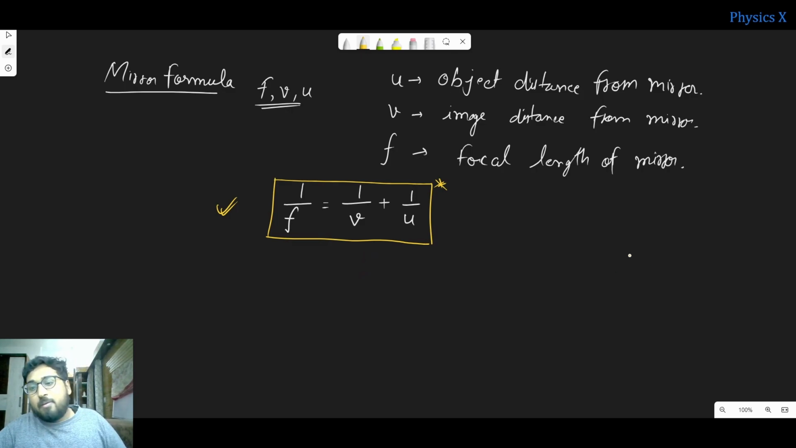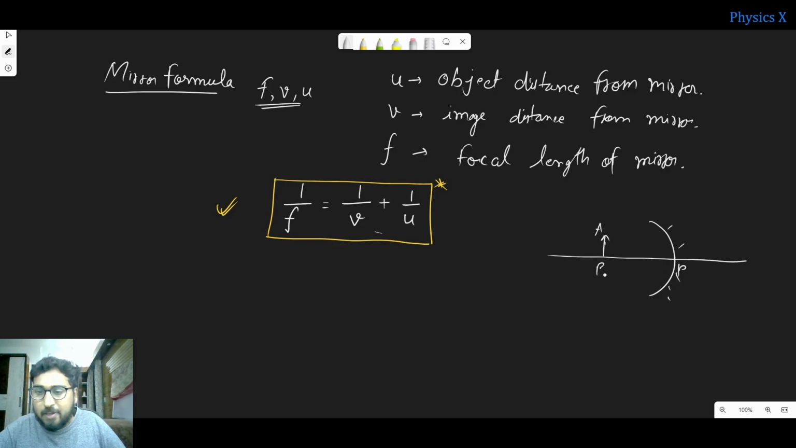Please remember that u generally is always negative. We will be putting the values according to the sign convention. What you need to understand is that by the sign convention we will be putting the values here. Suppose this is the case, this is your pole, this is your mirror and the object is placed here.